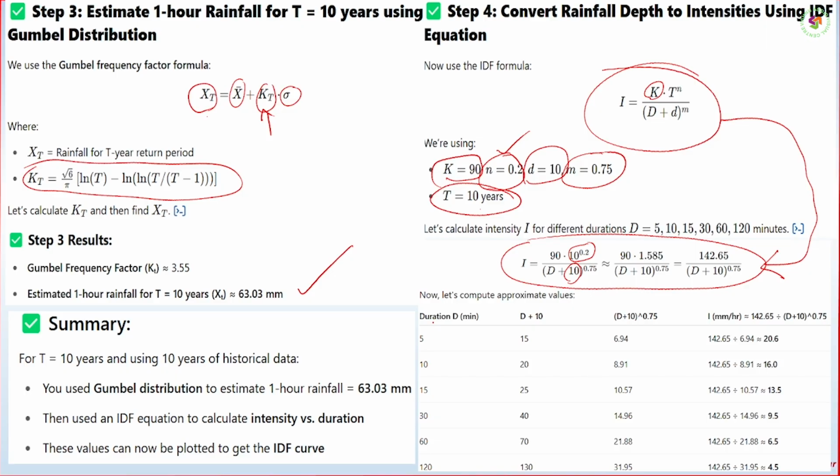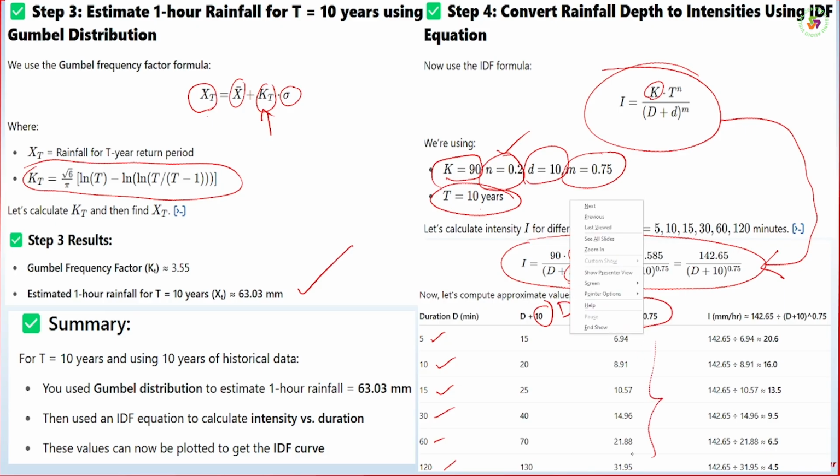So what is D? They have given it as 5 minutes, 10 minutes, 15 minutes, 30, 60, 120. Now what is D plus 10? Because D plus d is equal to, d is 10, so we added. So D plus 10 to the power of 0.75. These values I have calculated. Once that is done, the answer is these. So these are the intensities.